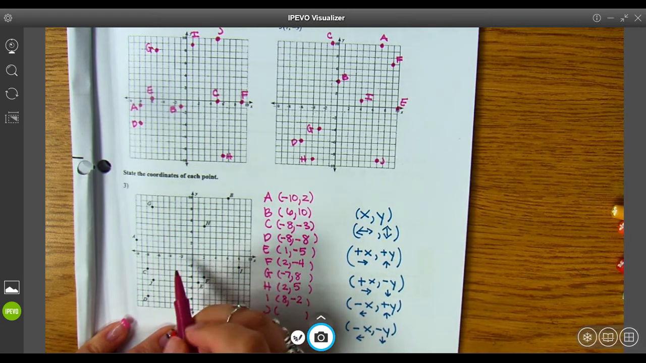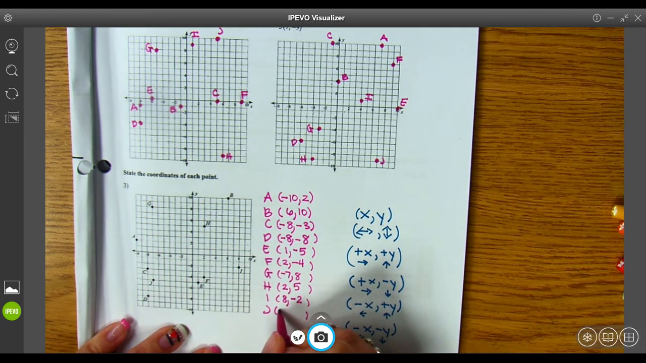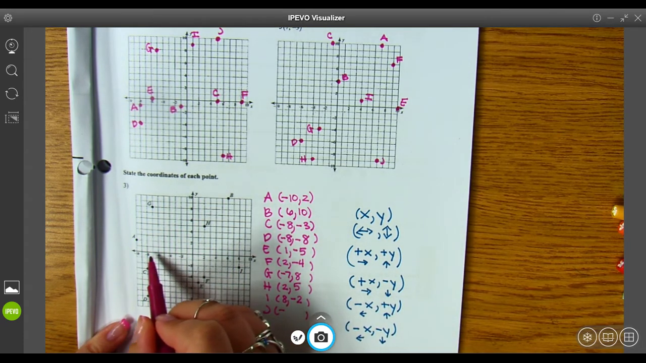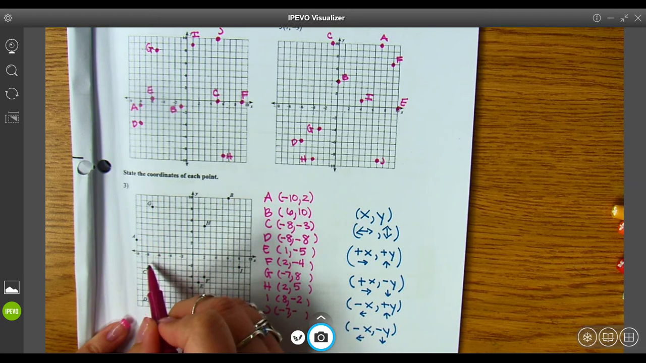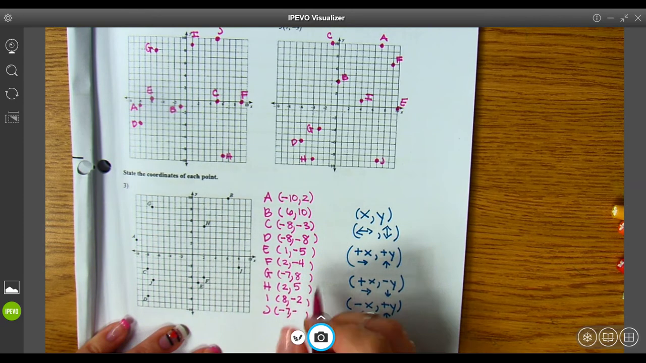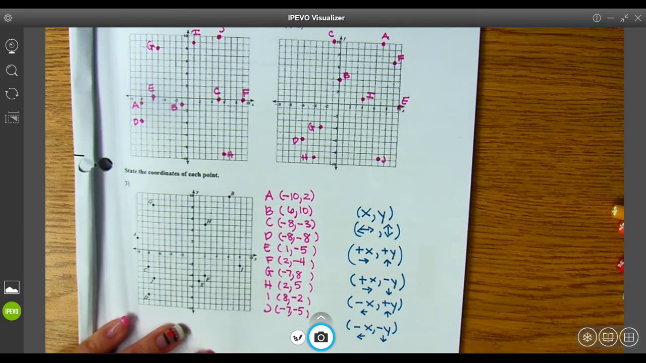And finally, J. It went left, so negative. And it went left all the way to 7. And then down, so negative again, 1, 2, 3, 4, 5. And that's all there is to it.